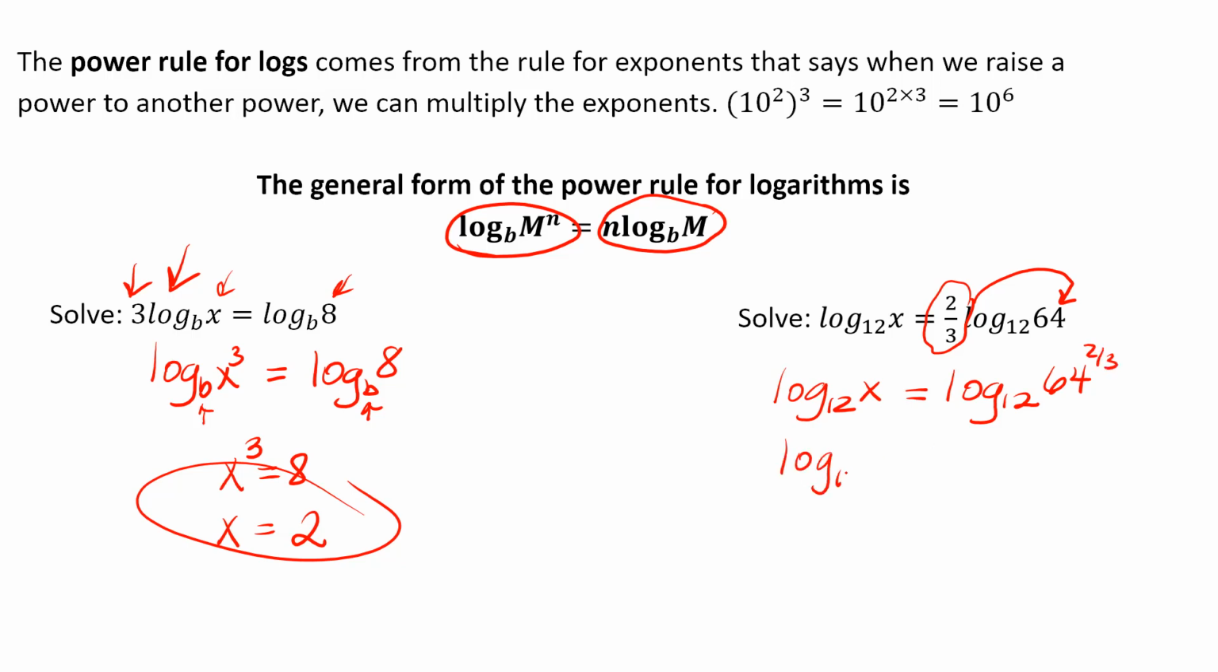So log base 12 of x is equal to log base 12 of 64 to the 2/3. So the cube root of 64 is going to be 4, and square it, that's 16. Therefore, like logs, like bases, so the arguments must be the same. X equals 16, and that doesn't make any arguments negative, so it is the solution.